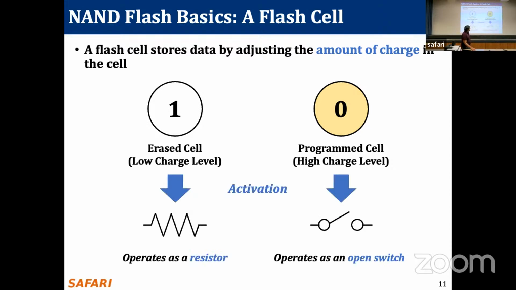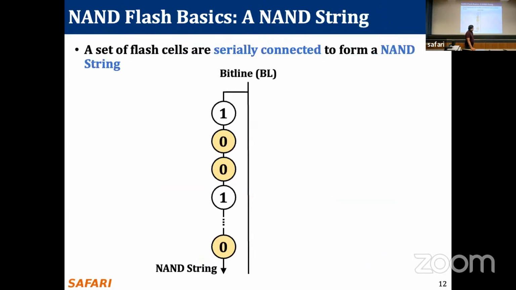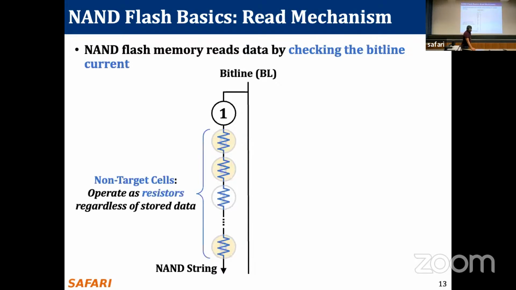When this flash cell is activated, if it is in the erase state, it acts as a resistor. If it is in the program state, it acts as an open switch. A bunch of these flash cells connected in series to a bit line forms a NAND string. You can see that there are different cells storing different values, which means that some of them are erased, some of them are programmed. If we want to read only the first cell in the NAND string, then these are the non-target cells that we don't want to read. By passing a high pass-through voltage through these cells, they act as resistors, irrespective of the data stored in them.